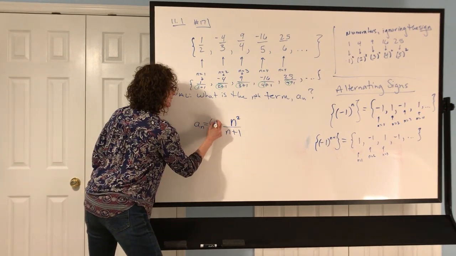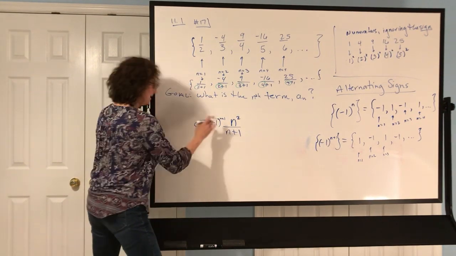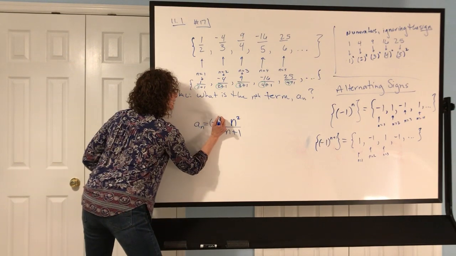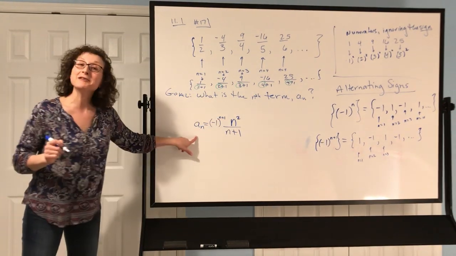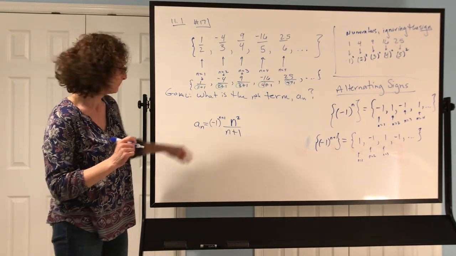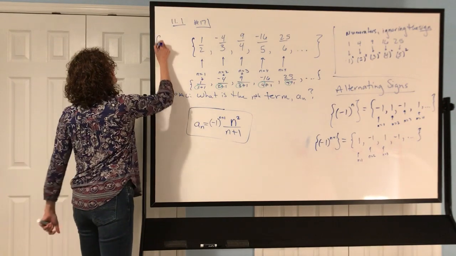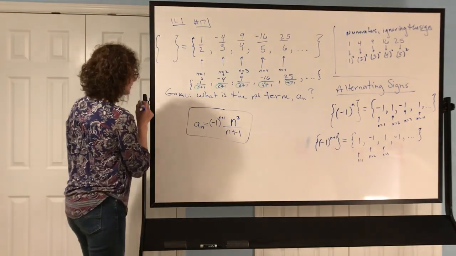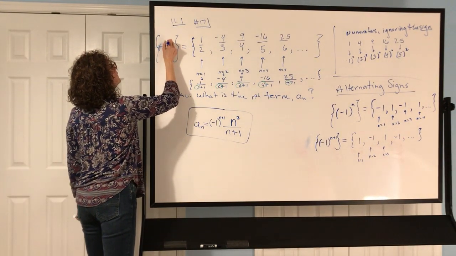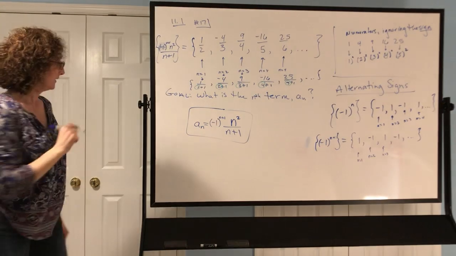I don't have to stick it up there in the numerator. We all understand how fractions work. We can stick it out here. Minus 1 to the n plus 1. Can you see that? Do I need to make that bigger? Minus 1 to the n plus 1, n squared over n plus 1. Does that make sense? Yeah? Okay. So this would be our general formula for this sequence. I didn't leave myself enough space. Minus 1 to the n plus 1, n squared over n plus 1. There it is. Yeah?